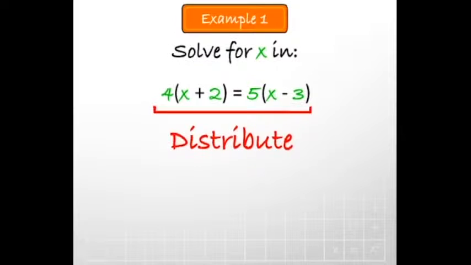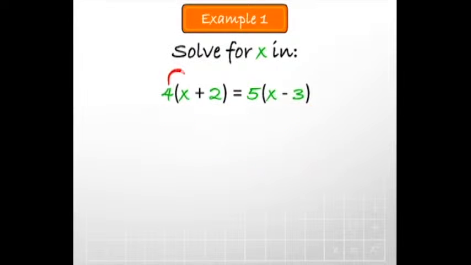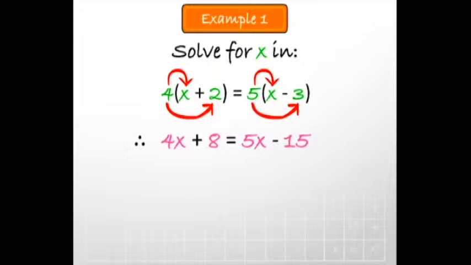Solve for x in 4 times x plus 2 equals 5 times x minus 3. First, we need to enforce the distributive law. We multiply the 4 into the brackets, and we multiply the 5 into the brackets. And so we get 4x plus 8 equals 5x minus 15. The next step is to bring all the variables to one side of the equation and all the constants to the other side of the equation.